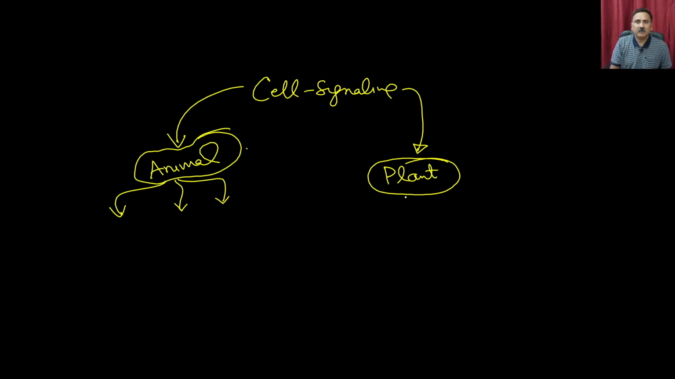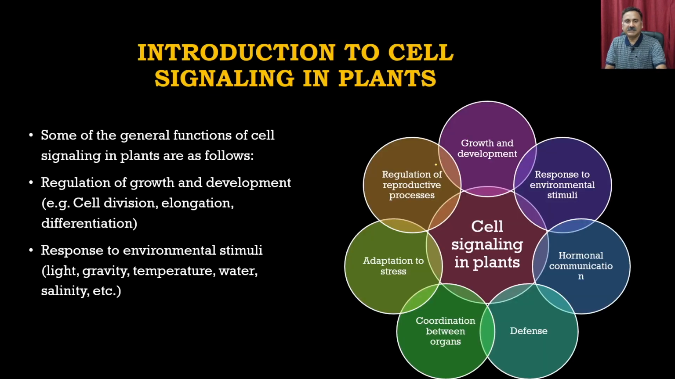Plants are not going to show you a movement, except if you touch the Mimosa pudica and those kinds of plants, which will show a movement, and that's how you presume that they are responding. But plants are also very highly responsive, and they also have a well-developed cell signaling. So plants have well-developed cell signaling for regulating their growth and development. They are also very well developed to respond to environmental stimuli.